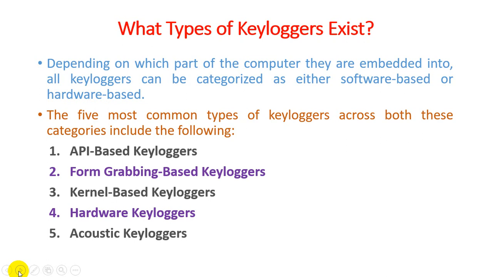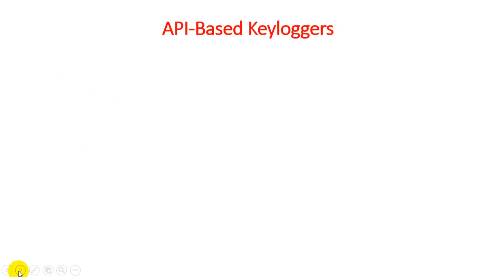Keyloggers are broadly divided into two categories known as software based and hardware based. Based on that, we are dividing them into 5 different types of keylogger that can be used in a cybercrime. Now we discuss some basic ideas about all the keyloggers which can be part of cybercrime. Start with the first, API based keylogger.